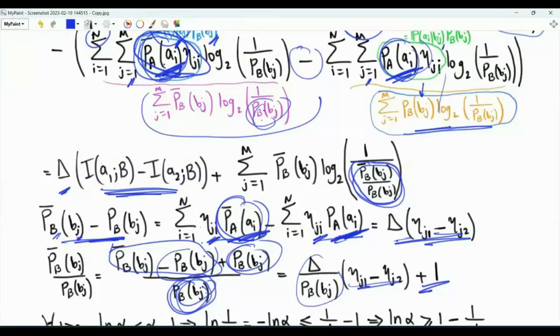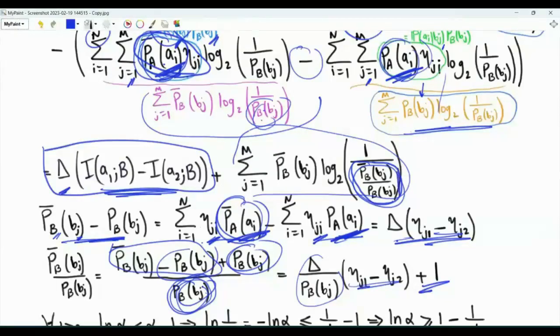The difference between the mutual information is this term here plus this summation, and now we know that this ratio that we have inside the logarithm is equal to 1 plus delta over the probability that B is equal to Bj using the old PMF, and between brackets we have eta j1 minus eta j2. In our investigation till now, we haven't employed any inequality. Basically, all the expressions are exact.